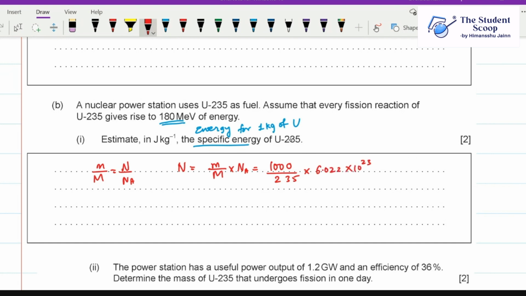Now this number will turn out to be something, and this is how many uranium atoms are present. If one reaction requires one uranium atom and releases 180 mega electron volts, and we want our energy released in joules, then the energy released will be 180 times N that we figured out from here, converted from mega electron volts to joules. So 10 to the 6 electron volts is 1.6 into 10 to the minus 19 joules. We will get our answer in joules for 1 kg of uranium. So this is how we calculate the energy release.